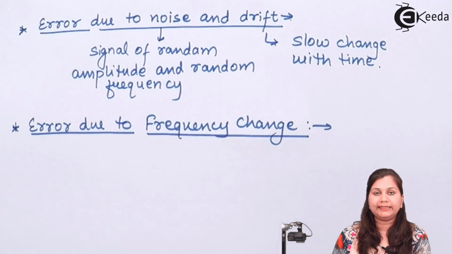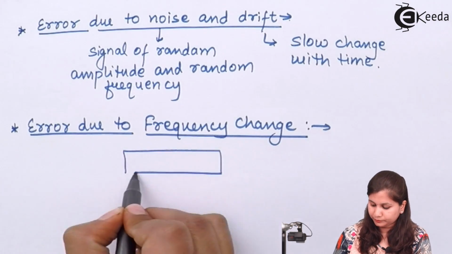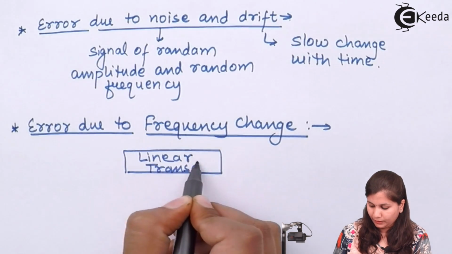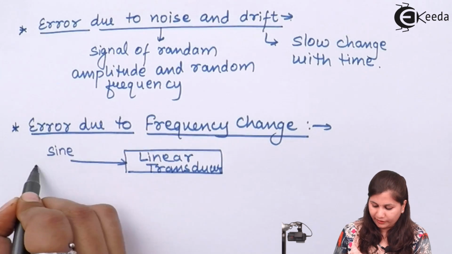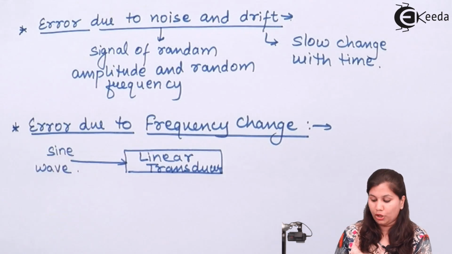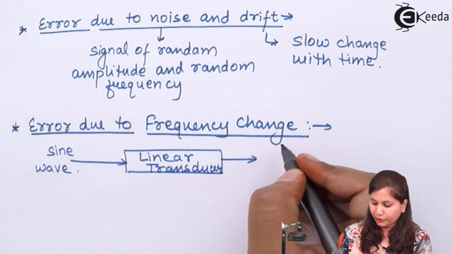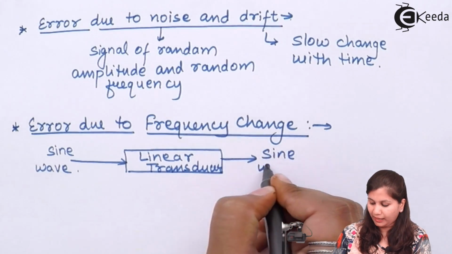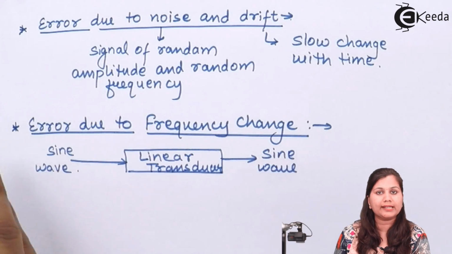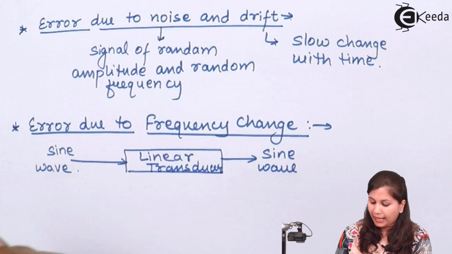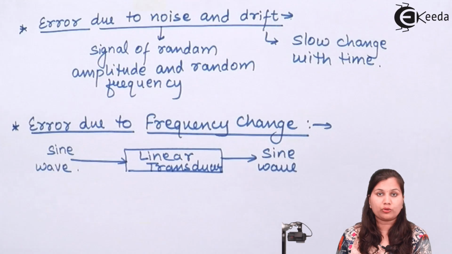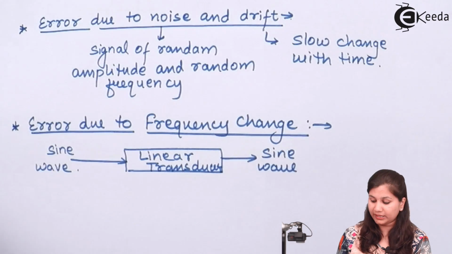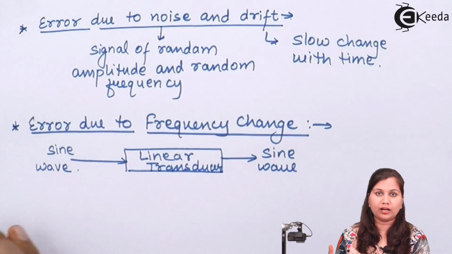Now when we are using a linear transducer, and to this linear transducer we apply a sine wave, this linear transducer is going to produce an output which is also a sine wave, the exact replica of this input signal. Now as the frequency of this sine wave is increased, the linear transducer also has to respond quickly to the changes in the frequency, and according to that it has to produce the output.